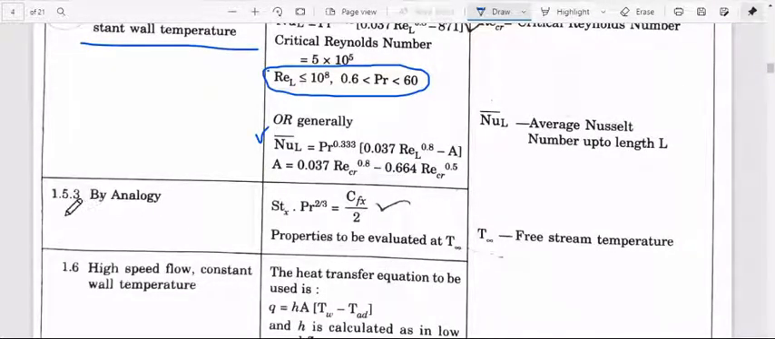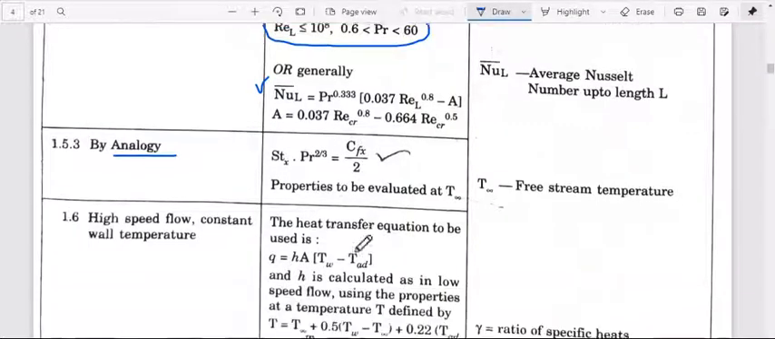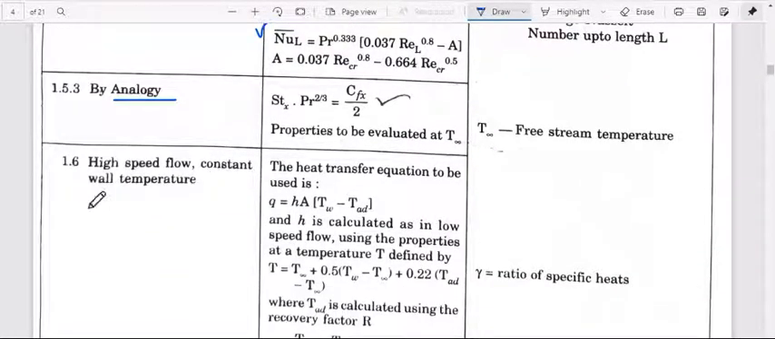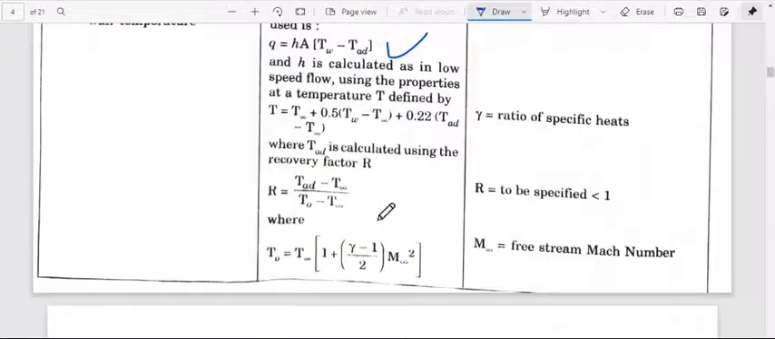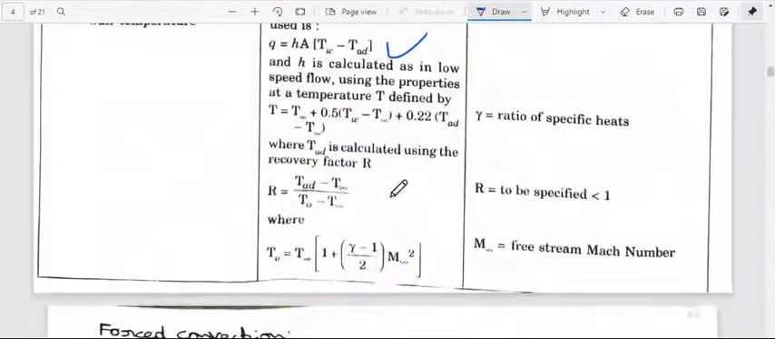In case the Nusselt number is asked in the question, we need to calculate the Stanton number, and Stanton number times Prandtl number is equal to Cfx by 2. So here, high speed flow, constant wall temperature. These are the turbulent flow formulas.